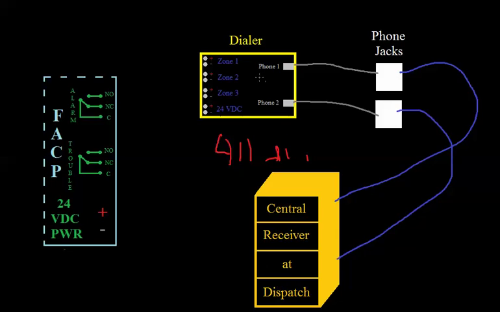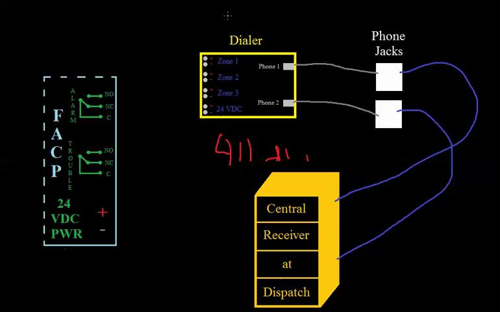So this dialer converts it to a digital signal. Then this will make a phone call when something happens. It will go out over the phone network into this equipment, which interprets that signal, that digital code that it gets, and presents it to a dispatcher who then will just say fire alarm at address, whatever that school, let's say the address was 1000 School Drive. It's going to come up on their screen as such, and they'll dispatch the fire department.